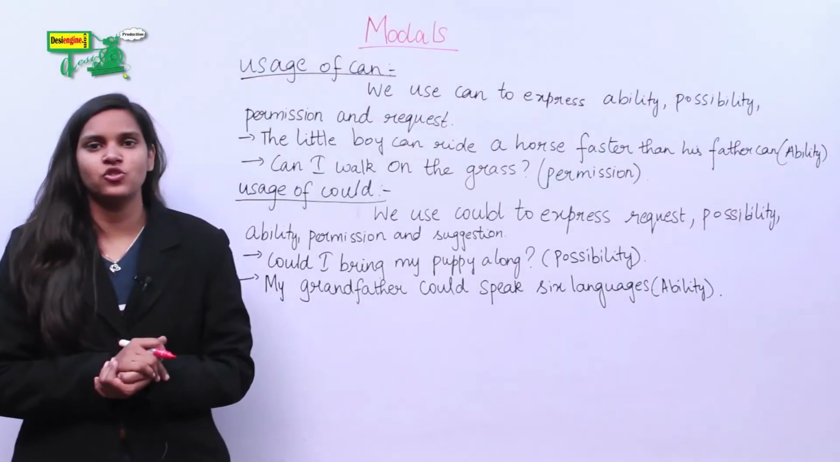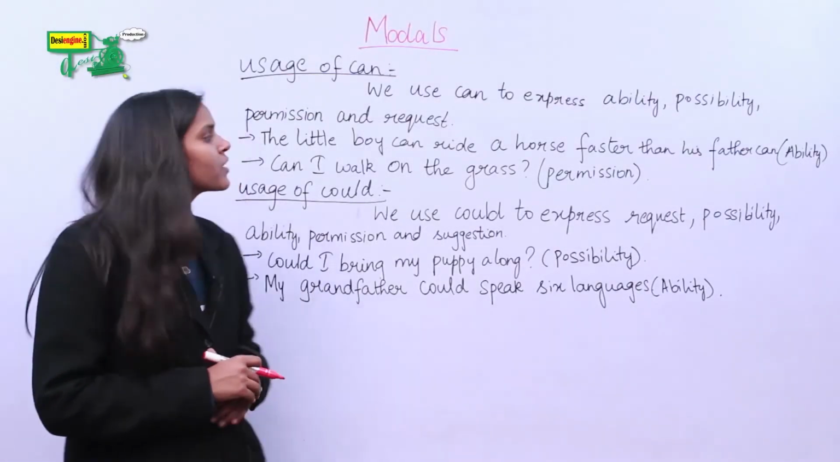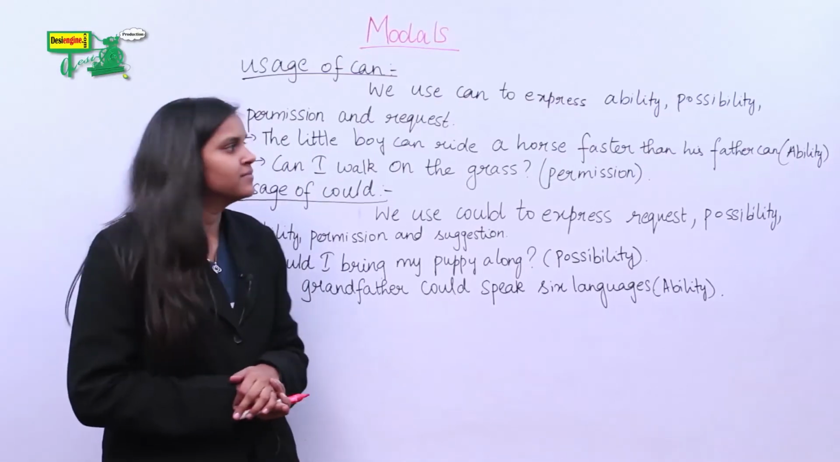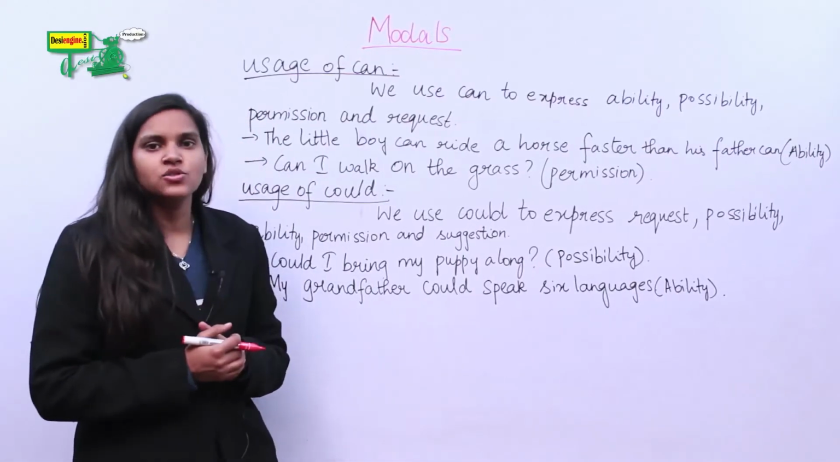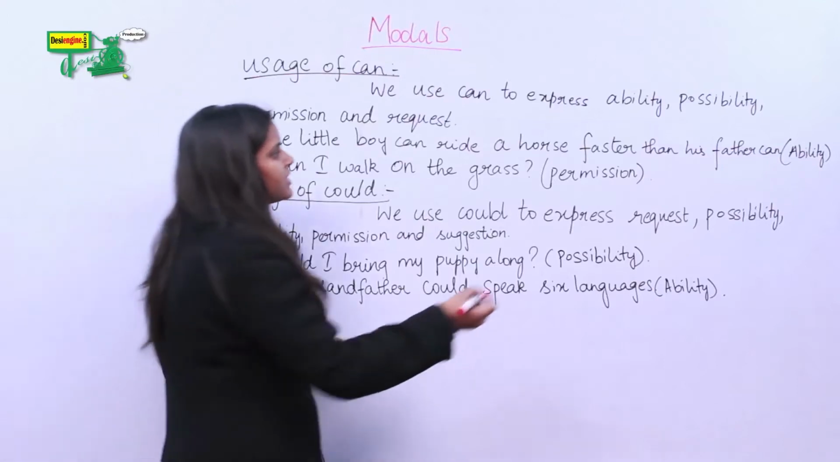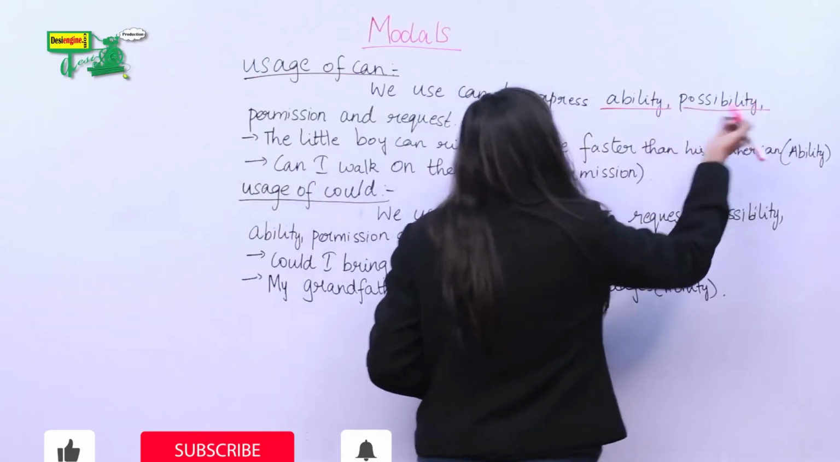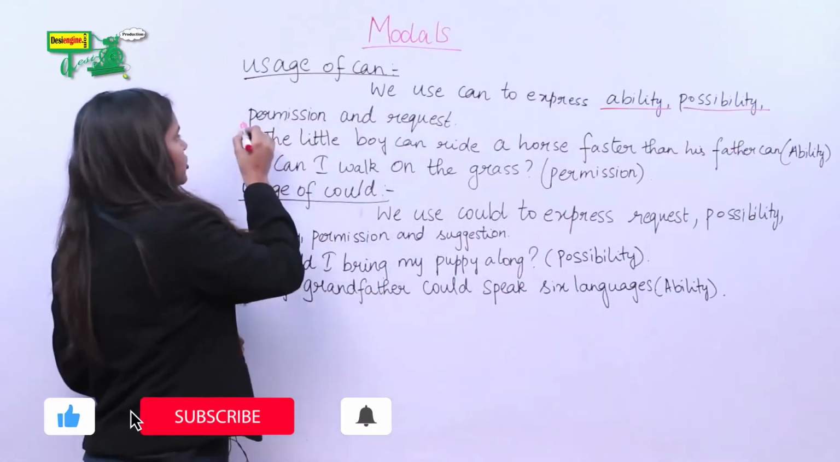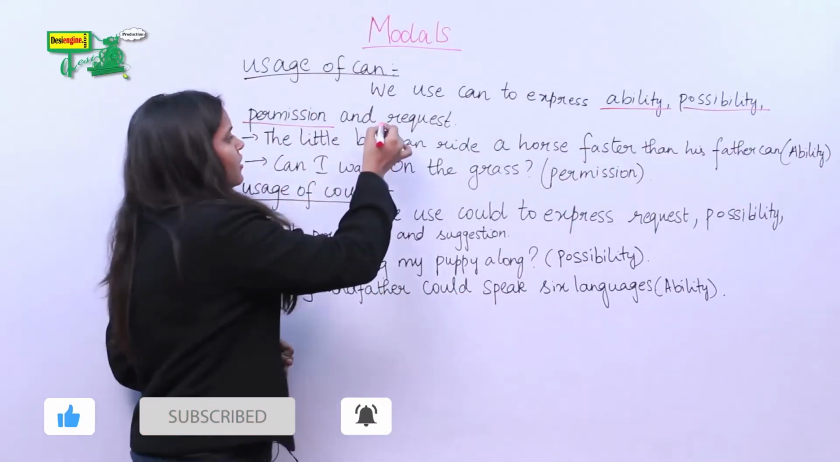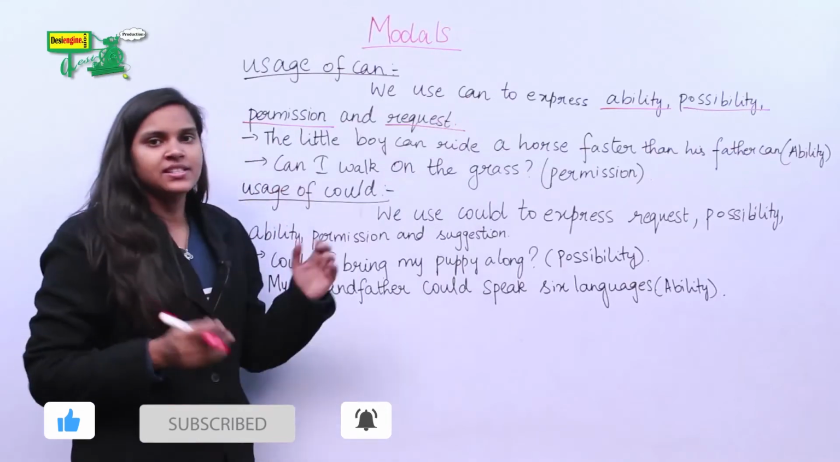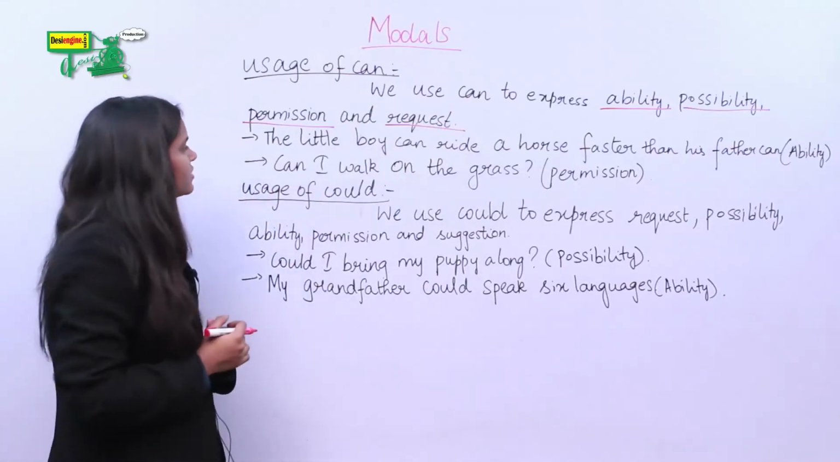Let's learn the usage of can and could. First, the usage of can. We use can to express ability, possibility, permission, and request. Let's take a few examples to understand this.